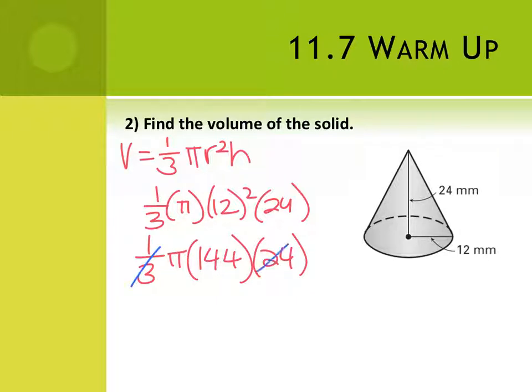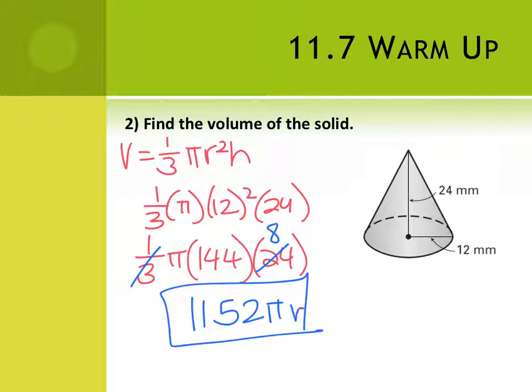I can do 1/3 of 24, which is 8. 8 times 4... 1,152 millimeters cubed. Again, think about this in terms of area. Would you be able to find the area of this same shape? We'd still be missing slant height, right? Because the slant height we need for the areas, but you do the same thing, Pythagorean theorem, okay?